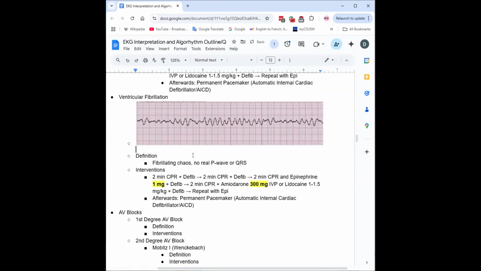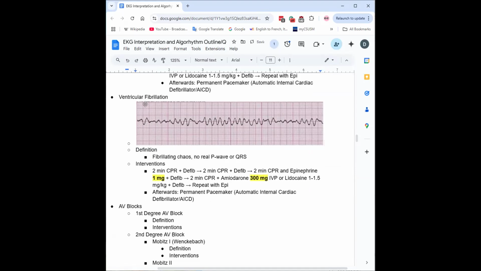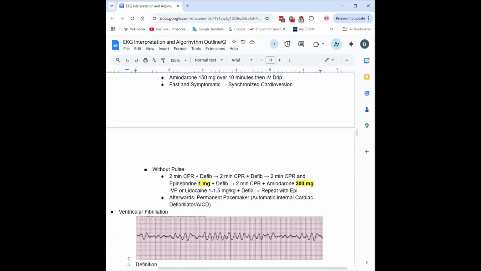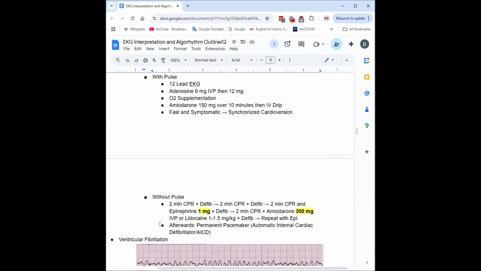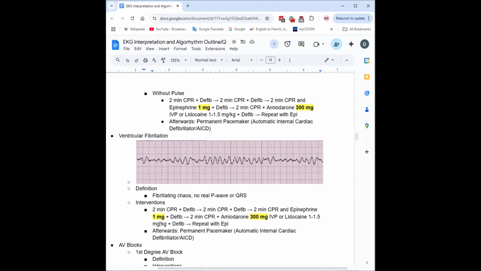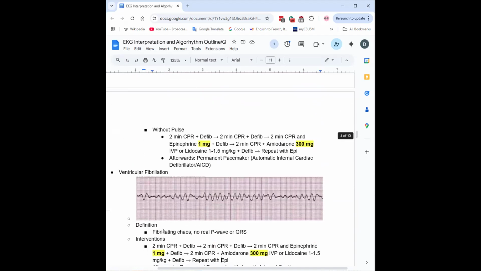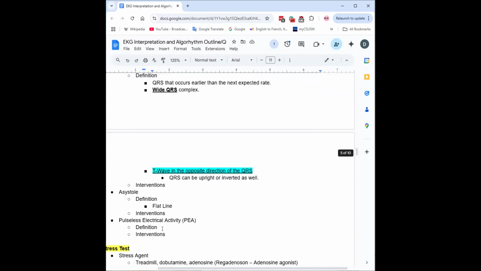Okay. But yeah, the definition of this is a big fibrillating mess, pretty much. It's just kind of what it is, a big little mess here. It follows the same interventions as your pulseless VTAC. Any questions on this before we move on to the AV blocks?